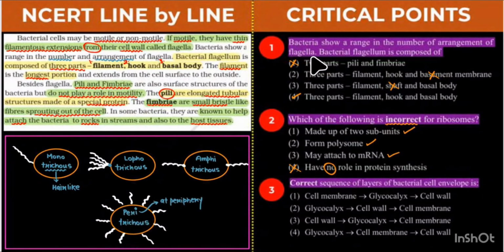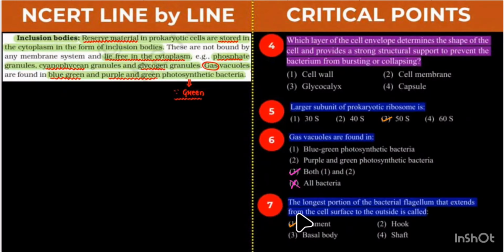Question: bacteria show a range in the number and arrangement of flagella. The bacterial flagellum is composed of three parts: option 4, filament, hook, basal body. Next, which of the following is incorrect for ribosomes? They have no role in protein synthesis; that is wrong. Next, the correct sequence of the layers of the bacterial cell envelope. The correct answer may be option number 2, but we have to move forward.